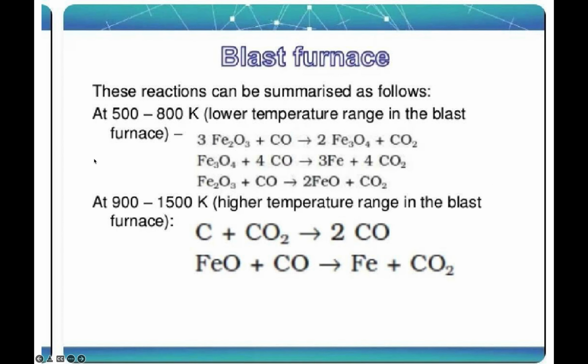Okay, in the blast furnace we can summarize the reactions as follows, from 500 to 800 K, the lower temperature range. So these are the reactions taking place. Just note this down and learn. And at 900 to 1500 K, the higher temperature range, C plus CO2, carbon dioxide, gets reduced with the help of carbon to CO, and here also FeO plus CO will give Fe plus CO2.